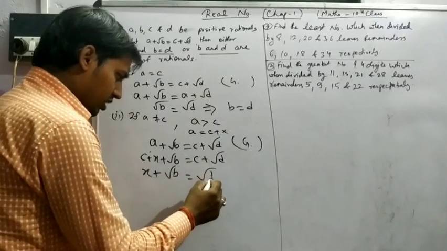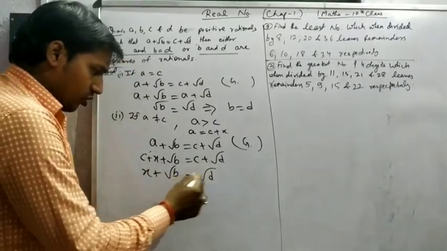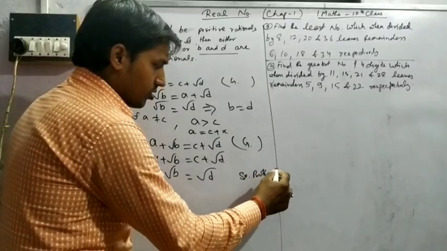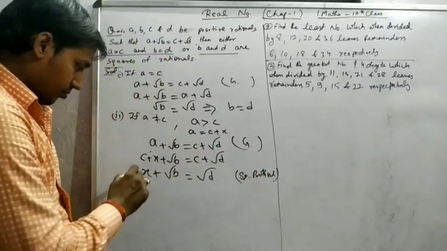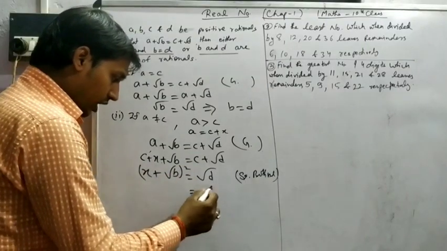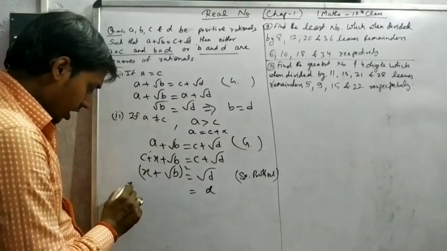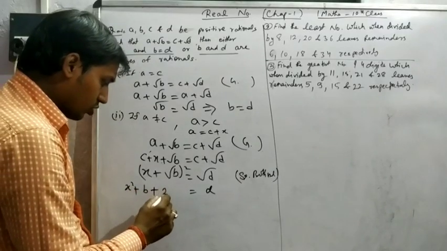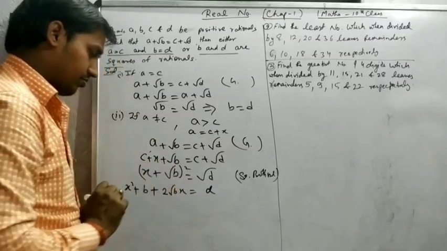So root B is equal to... let's find D, it will be easy, because of the minus. So squaring both sides, if you take squaring both sides, D is equal to X square plus B plus 2 root B X.